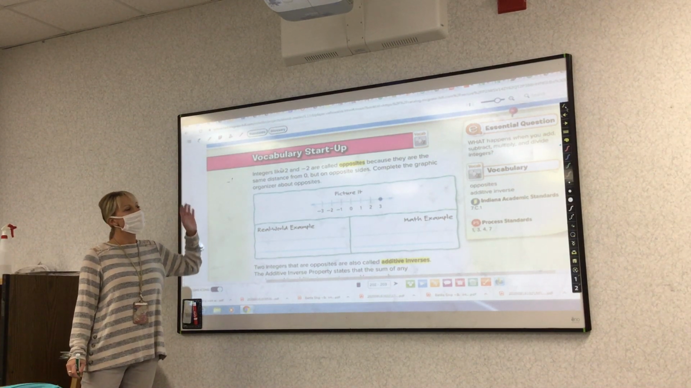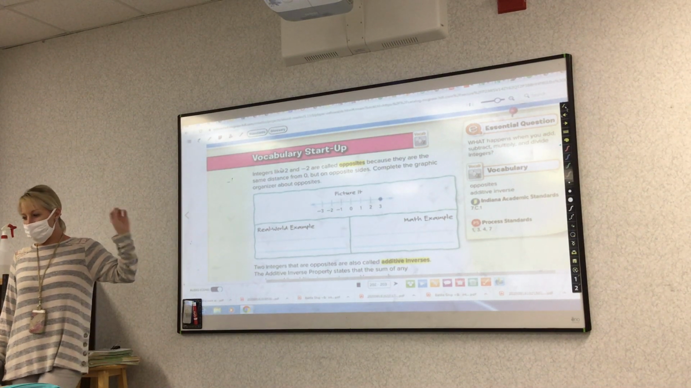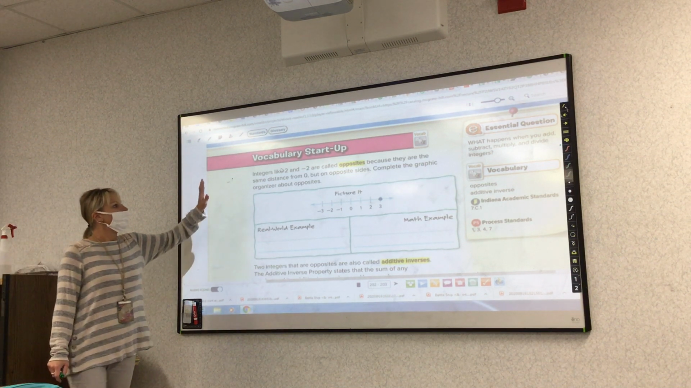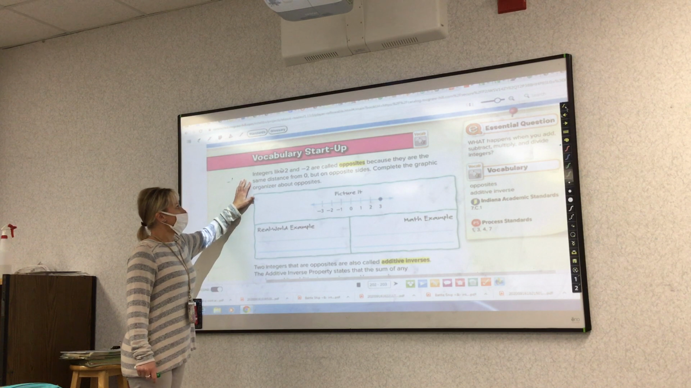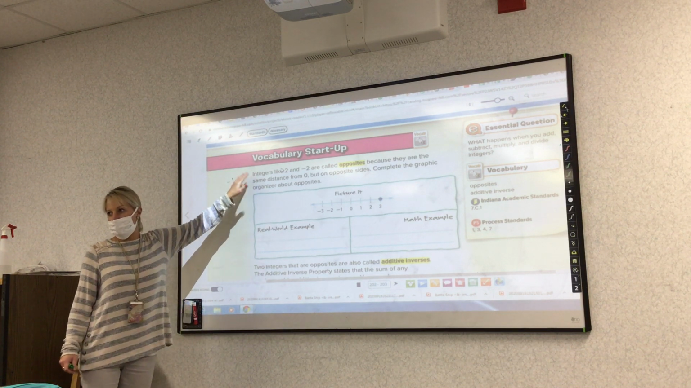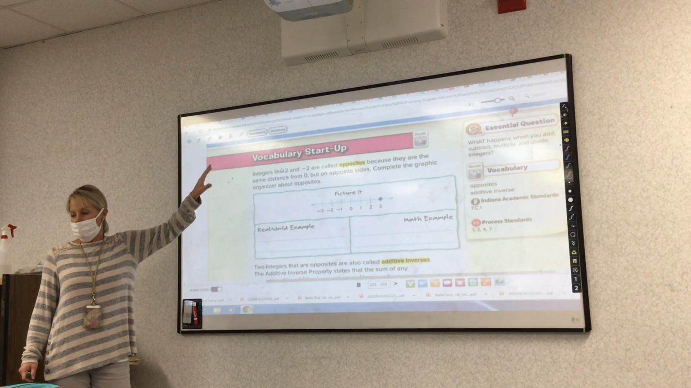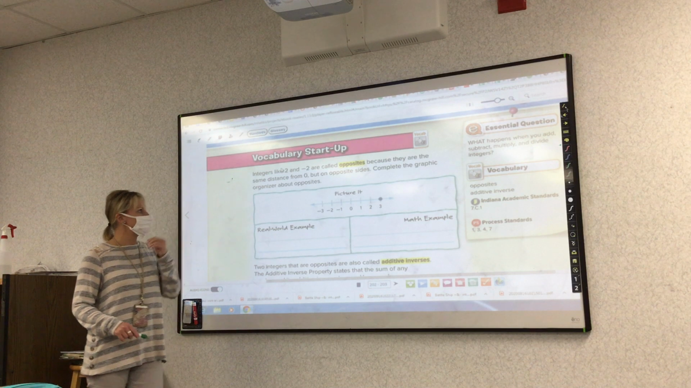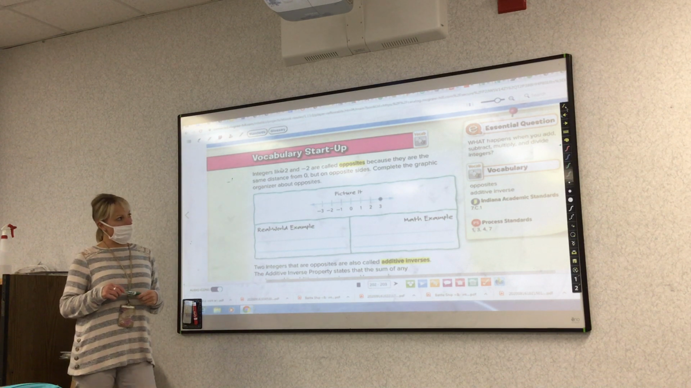So we're going to work on just adding integers for chapter 3, lesson 2. And we're going to start with the vocabulary. Integers like 2 and -2. Remember, integers have to be whole numbers. They're negative and positive whole numbers that are called opposites because they are the same distance from 0, but on opposite sides.